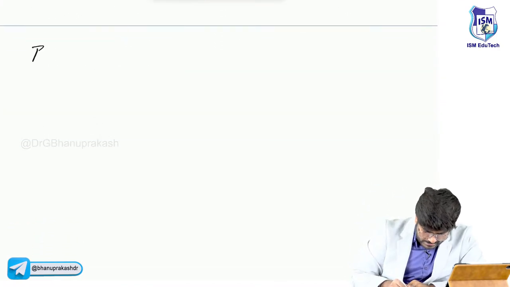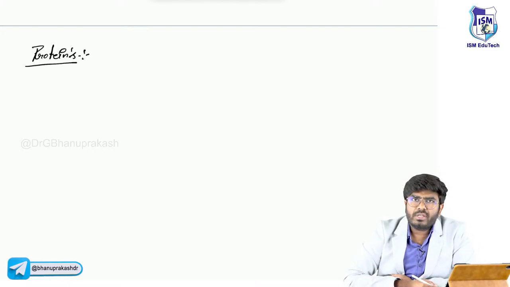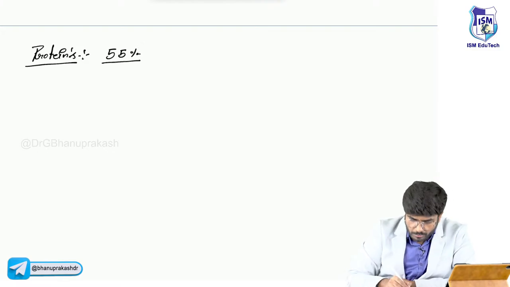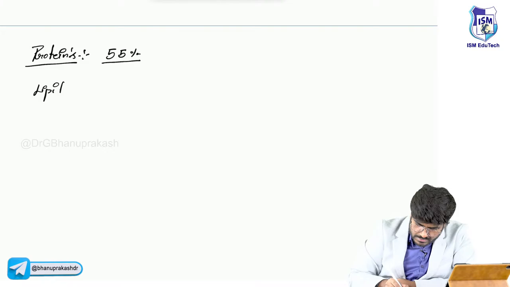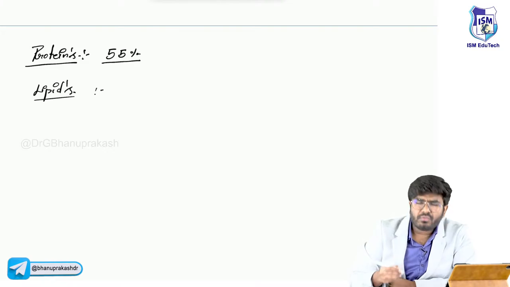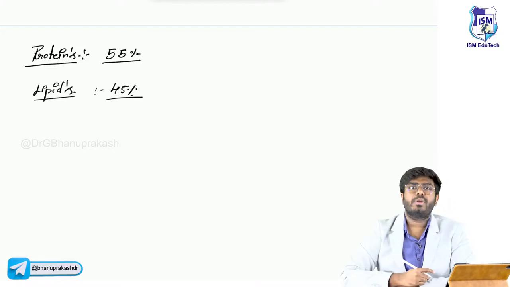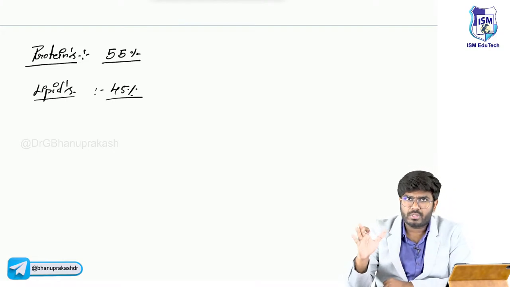Let's talk about the proteins. Now tell me, normally, what is the percentage of the proteins in the cell membrane? 50 to 55% is proteins. How much are the lipids? Just a recap, lipids are 40 to 45%. Let's take a round figure, 45%. Carbohydrates are negligible, just forget about them.